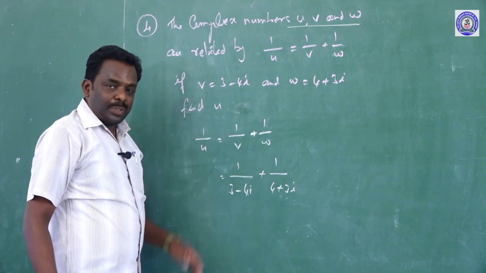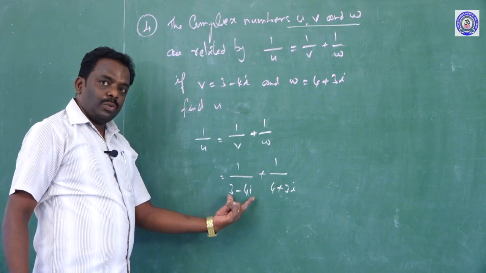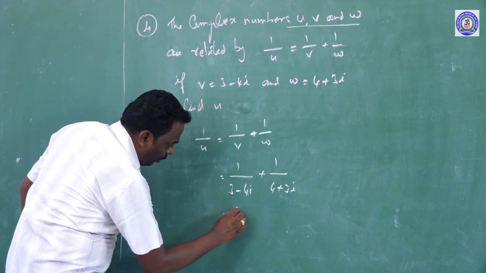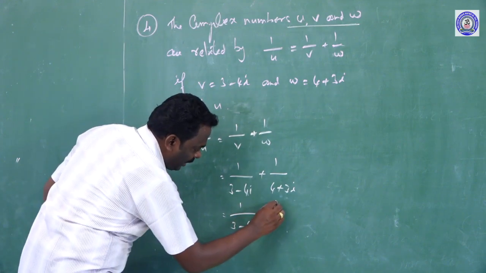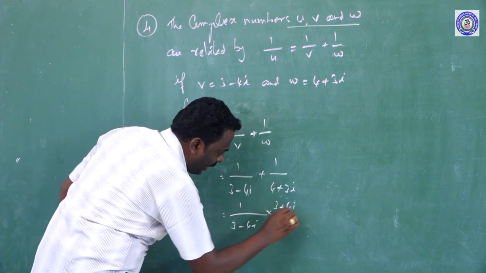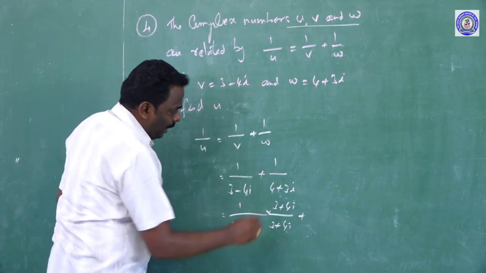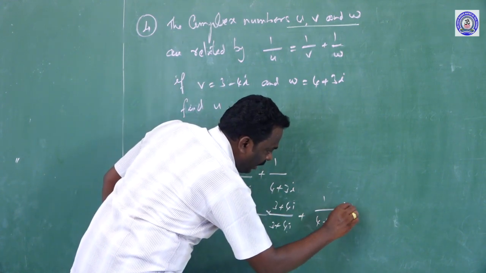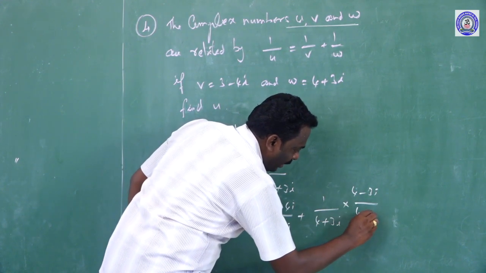Just simplify this expression. So, what we have to do? Take the conjugate of the denominator to simplify the first term, and similarly the second term. That is equal to 1 by 3 minus 4i, multiplied with 3 plus 4i by 3 plus 4i, taking the conjugate, plus similarly the second term, 1 by 4 plus 3i, taking the conjugate, 4 minus 3i by 4 minus 3i.